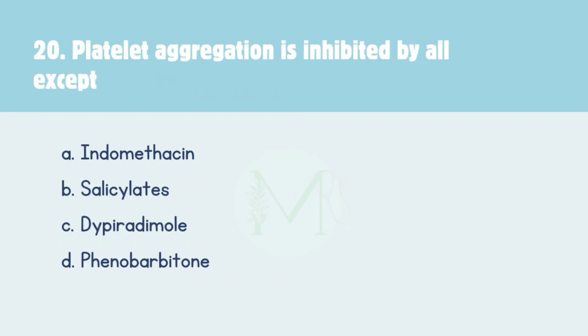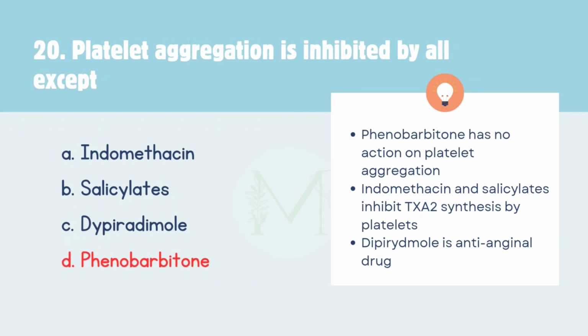Platelet aggregation is inhibited by all except. A similar type of question has been discussed previously but with a different set of options. The options given here are indomethacin, salicylates, dipyridamole, phenobarbital. The correct option is phenobarbital.